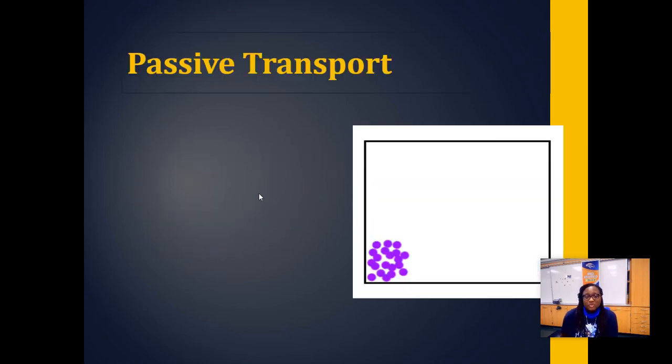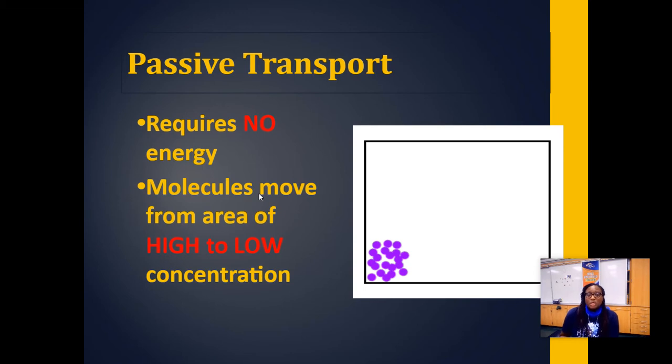Starting off with passive transport. Passive transport is a type of transport that requires no energy. So no energy is used for these materials to enter or exit the cell. It happens naturally. So typically molecules like to move from an area of high concentration to an area of low concentration. So we're looking at concentration, like how much a material is dissolved within that particular solute.